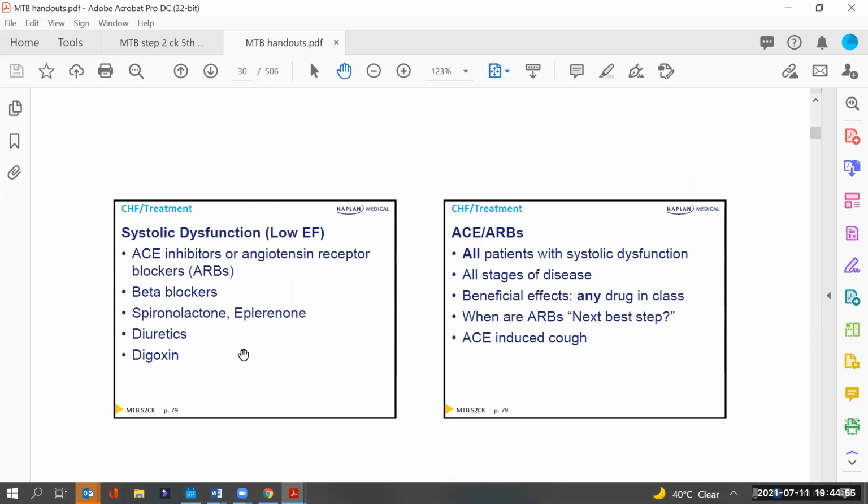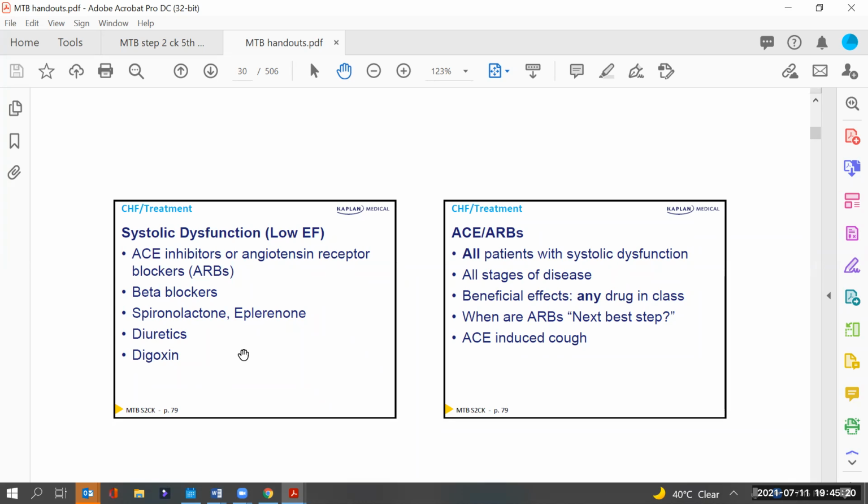Now, what are you going to go for in the treatment? If there's a systolic dysfunction, always remember how you are going to differentiate whether this patient has low ejection fraction, systolic dysfunction, or diastolic dysfunction. You will always check the ejection fraction. So if the ejection fraction is below 55, you will say it's a systolic dysfunction, and if the ejection fraction is preserved, normal, and you are not going to see any changes in it, you will say it's a diastolic dysfunction.